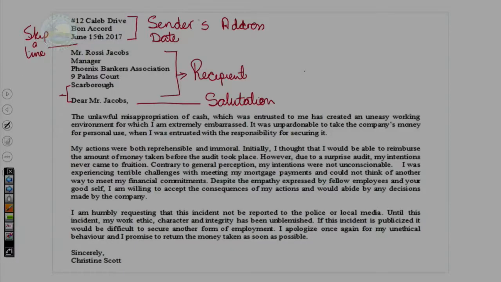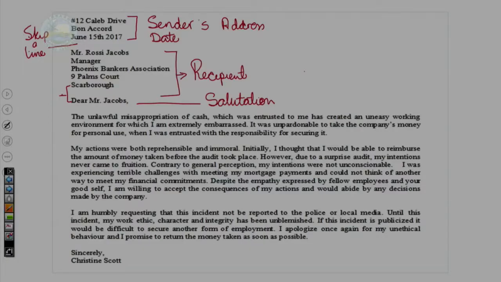Despite the empathy expressed by fellow employees and your good self, I am willing to accept the consequences of my actions and would abide by any decision made by the company. I am humbly requesting that this incident not be reported to the police or local media. Until this incident, my work ethic, character, and integrity has been unblemished. If this incident is publicized, it would be difficult to secure another form of employment. I apologize once again for my unethical behavior, and I promise to return the money taken as soon as possible. Sincerely, Christine Scott.